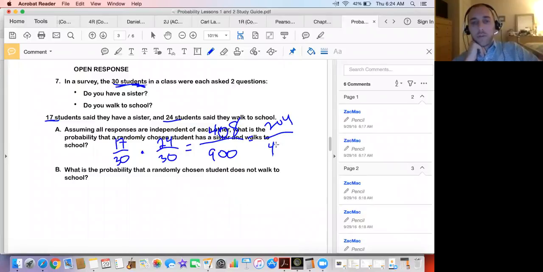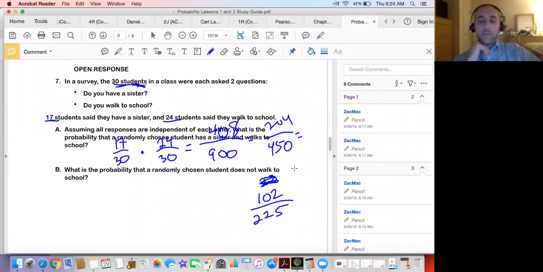over 450. We can simplify that again. Just going to keep dividing by 2 because that's the easiest thing to do if you're not sure where to go. 102 over 225. And that would be it right there. 102 over 225. Can't simplify that more.